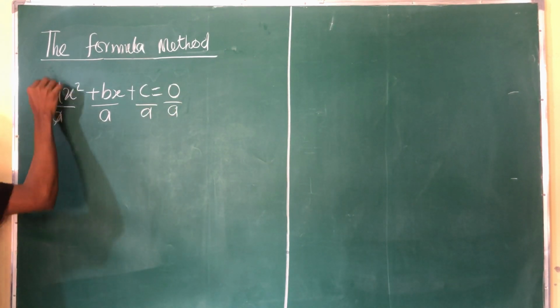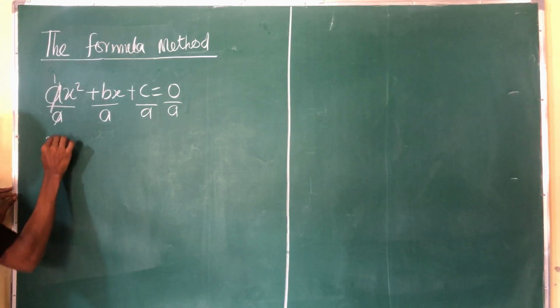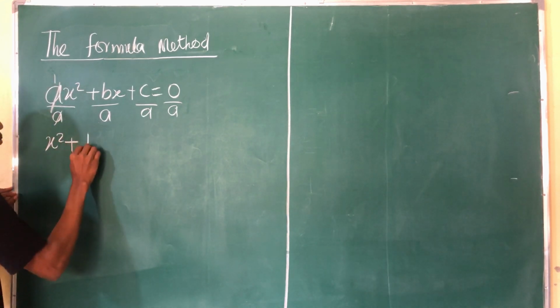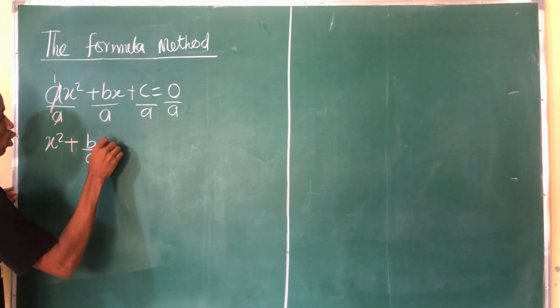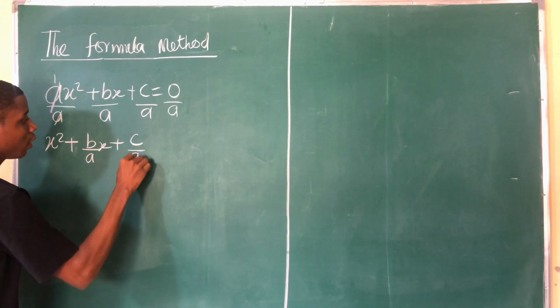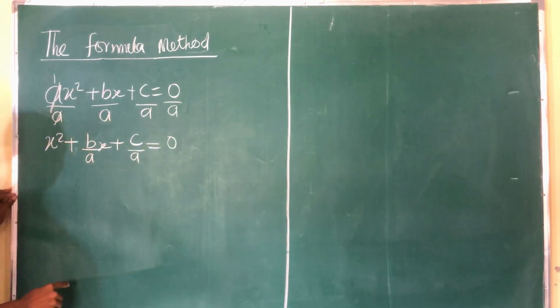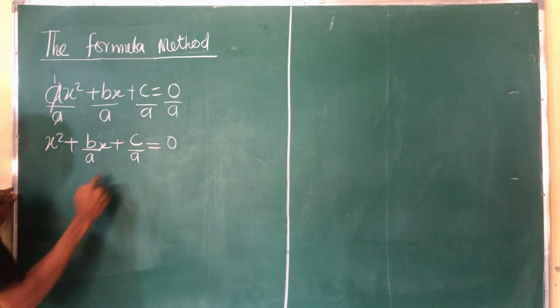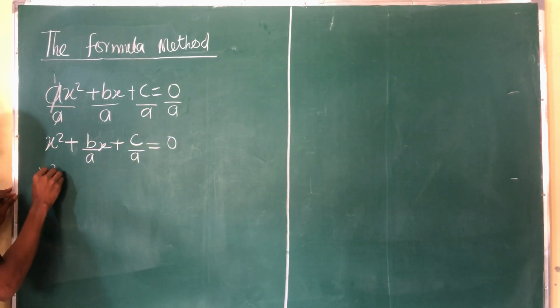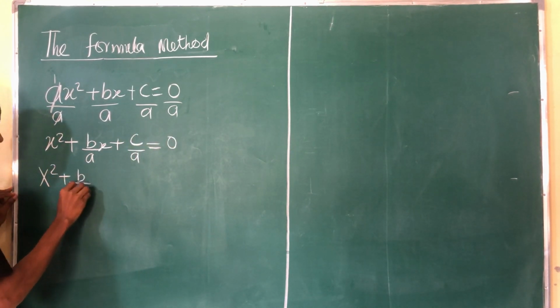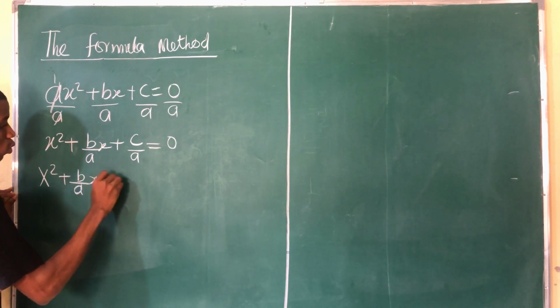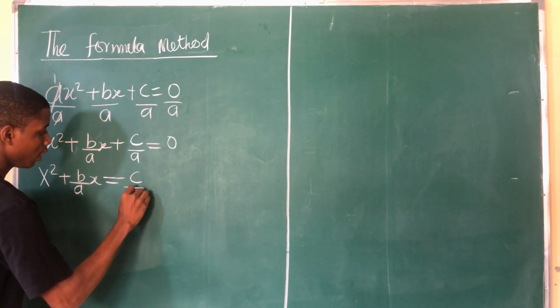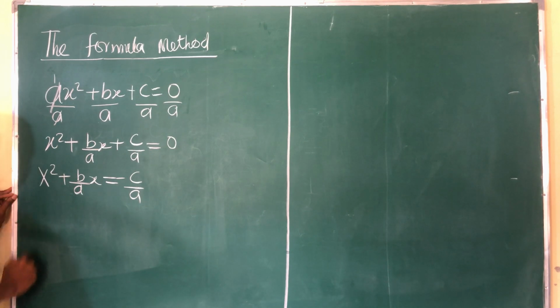So if we do that, this renders the coefficient to 1. So we have x squared plus b over a x plus c over a is equal to 0. The next step is move this to the other side. So we have x squared plus b over a x is equal to negative c over a.